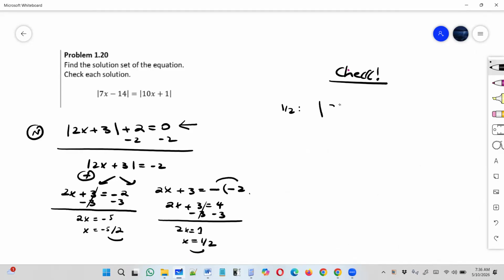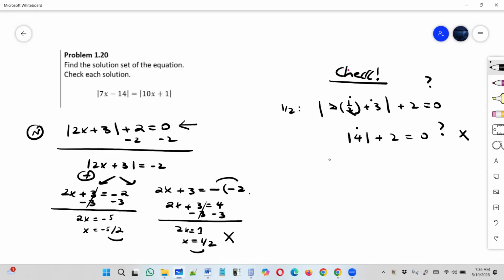So 2 times 1/2, plus 3, plus 2, is that 0? Obviously the 2's cancel. I have 1 plus 3 is 4. Plus 2, is that going to be 0? No, right? Because the absolute value of 4 is 4, plus 2 is 6, not 0. So that one is out.